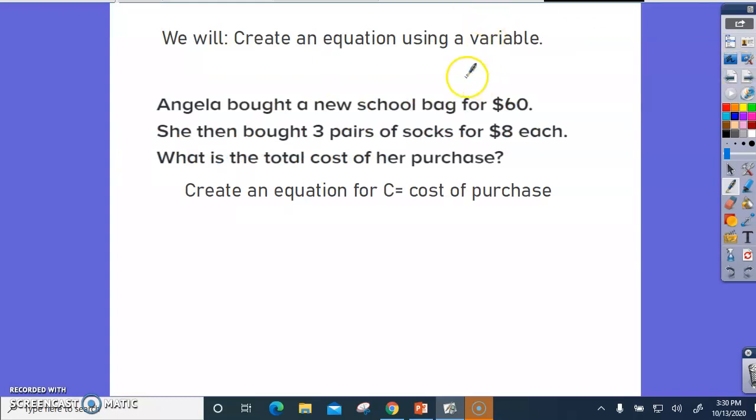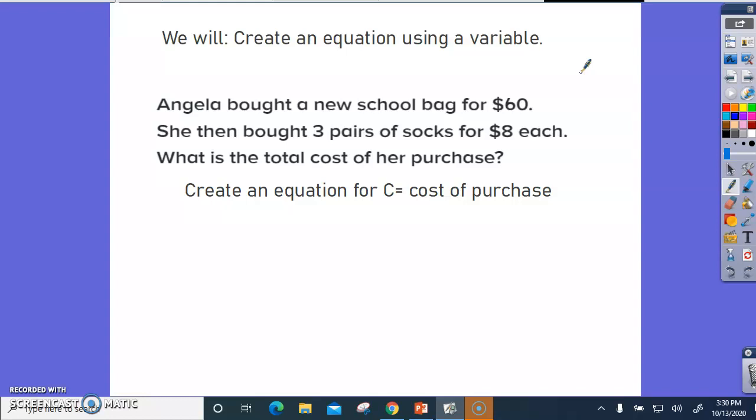So here we will create an equation using a variable. Right here, I just want you to put your pencils down. I just want you to listen and follow along as I walk through this with my thinking and creating the equation for C, the cost of the purchase. Be patient with me. Put your pencils down and really just focus on what is being presented so that you know what to do when it's your turn on your exit ticket and in your independent work.